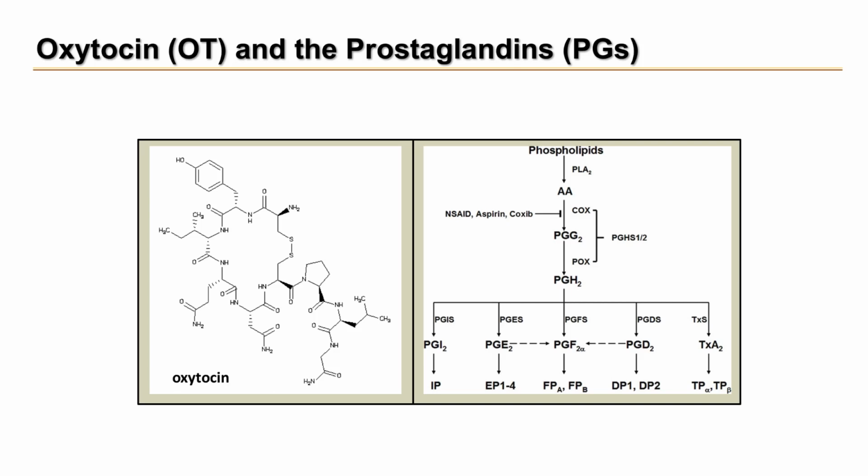Image on the left shows oxytocin, which is a nonapeptide, and image on the right shows the prostaglandin pathway of production. Just recall that it starts with phospholipids and arachidonic acid, and PGH2 is the primary precursor that gives rise to all of the other active prostaglandins.